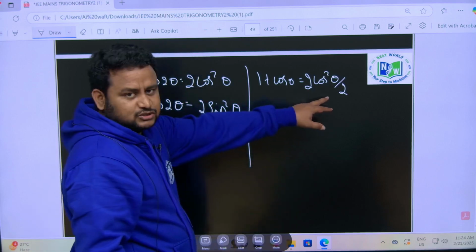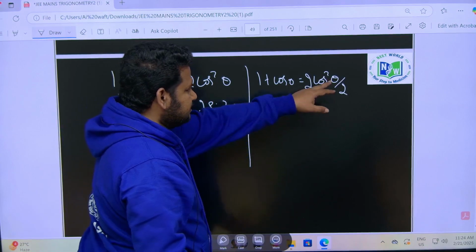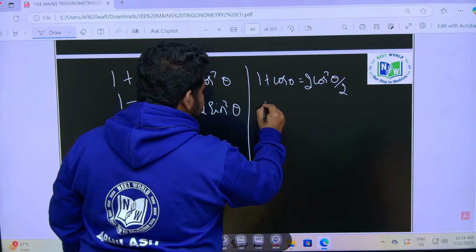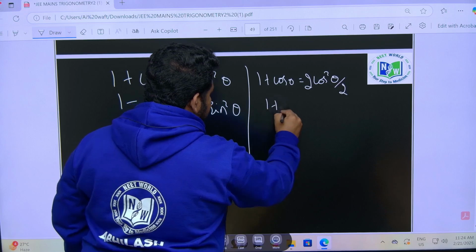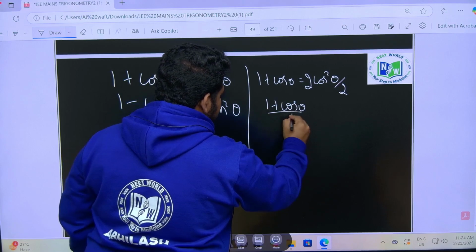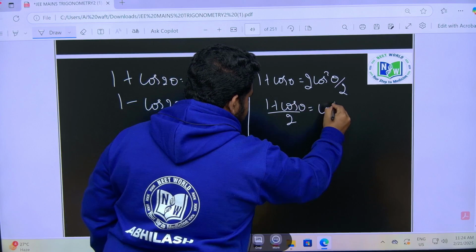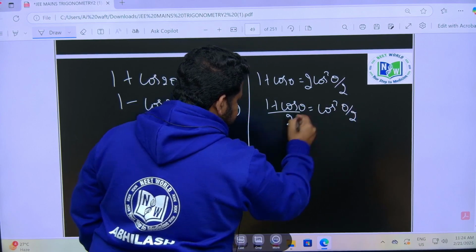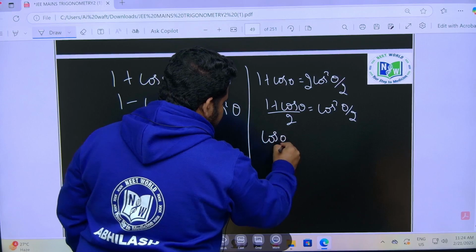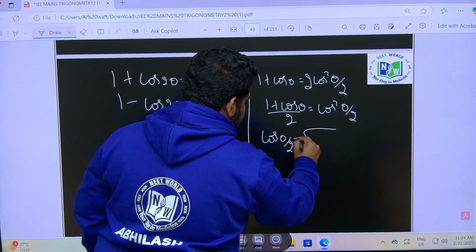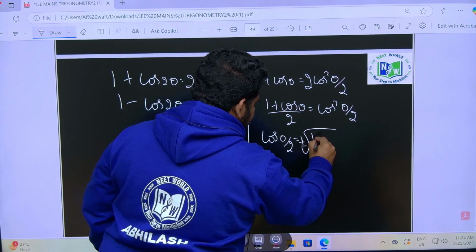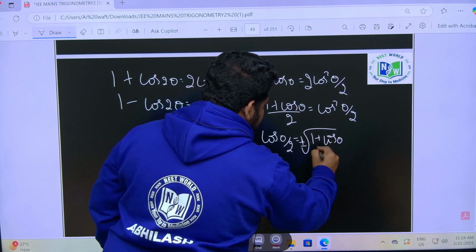First, let me find cos theta by 2. What is cos theta by 2? If I send the 2 to this side, this will become 1 plus cos theta by 2 is equal to cos square theta by 2. If I put the square root, cos theta by 2 will become square root of plus or minus 1 plus cos theta by 2.